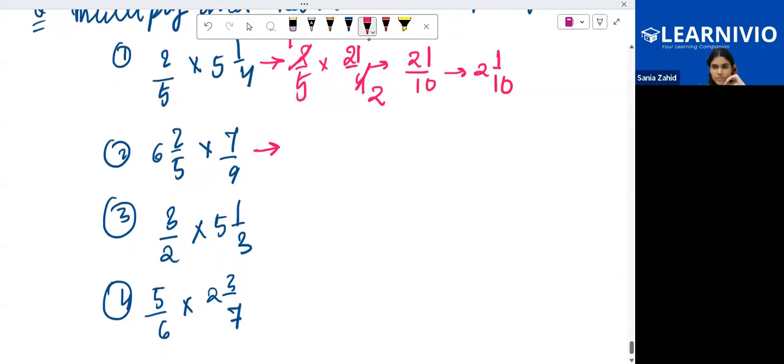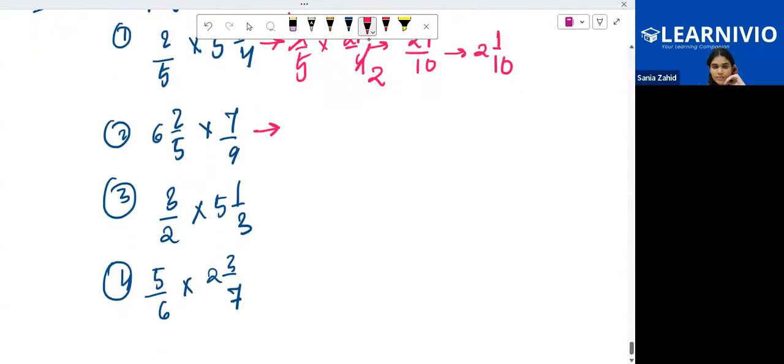Yes, ma'am. Now next one, Razan, you're supposed to tell. 32 by 5. Okay. Multiplied with 7 by 9. Can it be simplified any further? No, ma'am. Then you just simply multiply. What will be the answer? Is this your answer? 224 by 45. Are you getting the same answer? Yes, ma'am. Okay, you can convert into mixed fraction also. Just divide 224 by 45. It will be approximately.